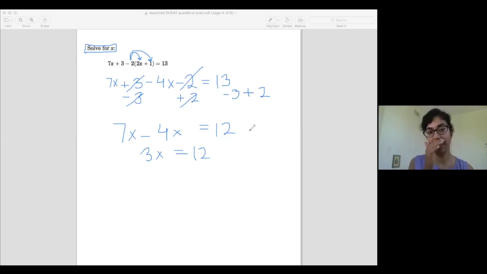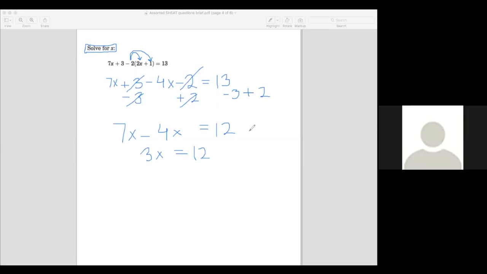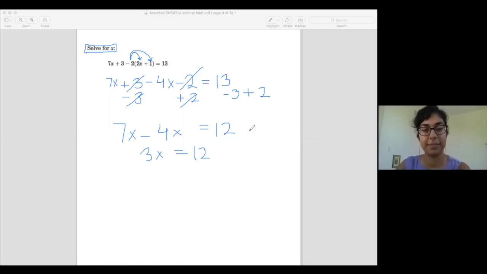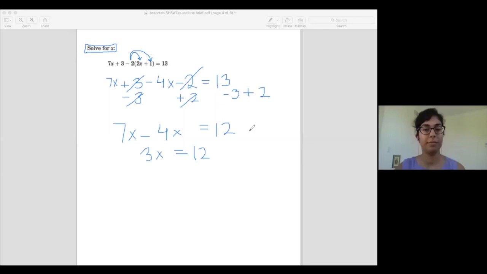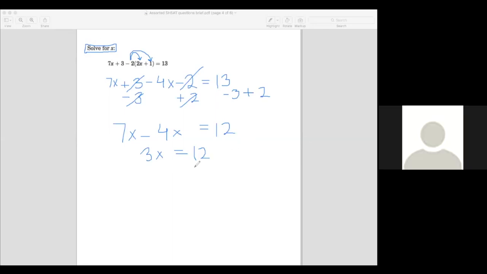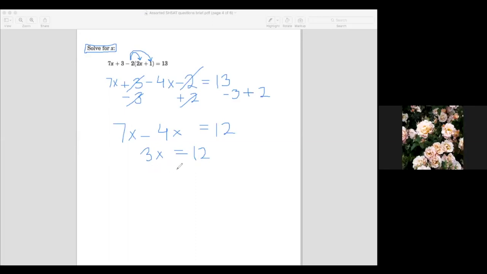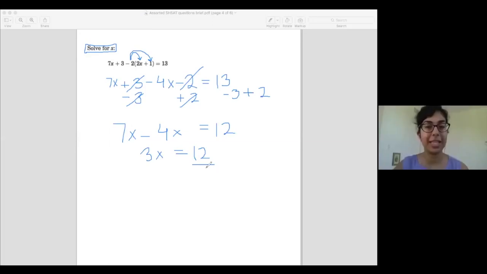So can anyone tell me, what is the last step that I could take here in order to isolate the x? Yeah, go for it. Okay, so basically you have to divide 12 by 3 and cancel out the 3 so that it turns into 4, and then you write x equals 4. Right, so we're going to divide this side by 3, but the reason we're doing that is because we're also dividing this side by 3, right?